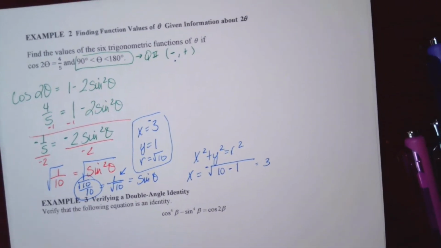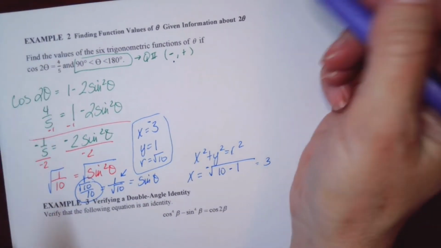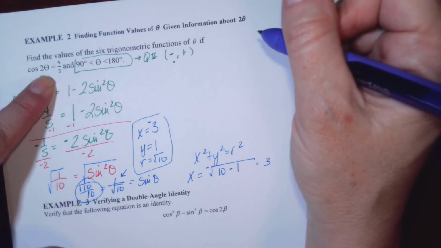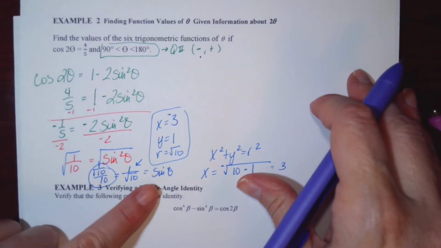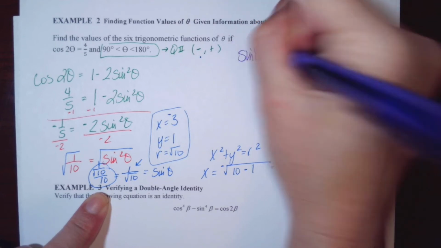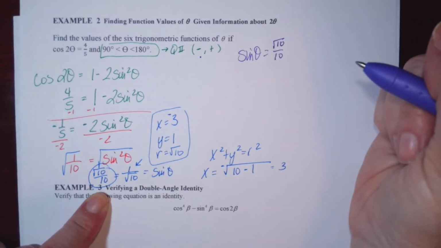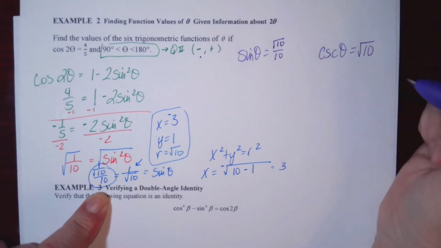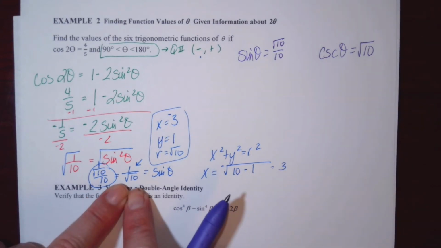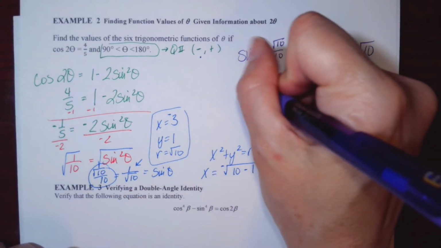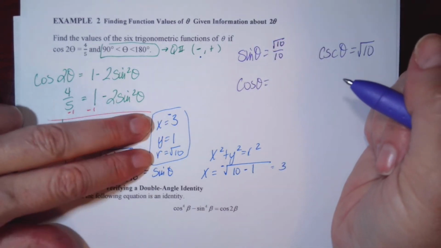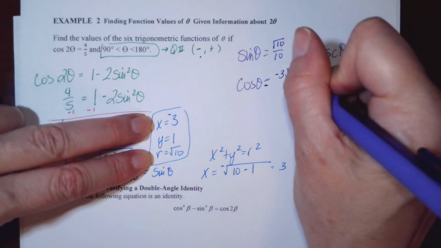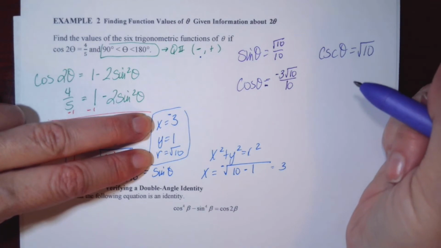I'm going to use those to give me the 6 trig function values that I'm looking for theta. So I was given cosine of the double angle. I started by finding sine of theta. I rationalized it to be square root 10 over 10. Reciprocal of sine is cosecant. That's just going to be square root 10 because that's what I started with when I take the reciprocal of that. Alright, cosine theta, x over r, is going to end up, when I rationalize it, as negative 3 square root 10 over 10.